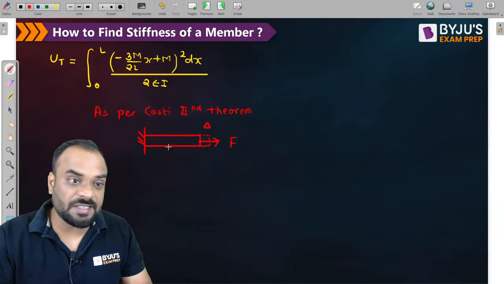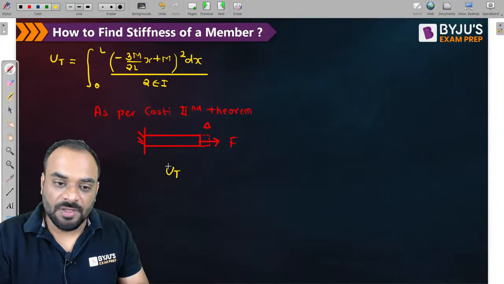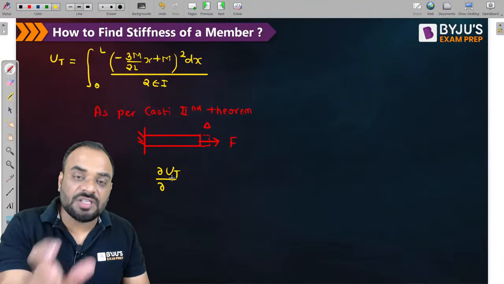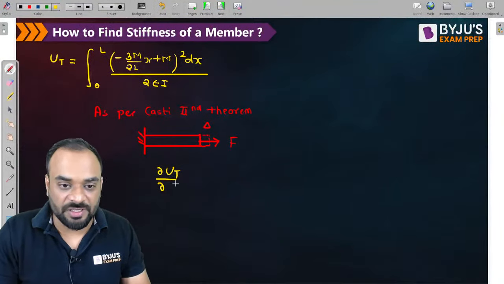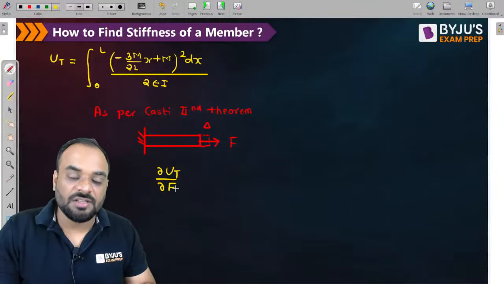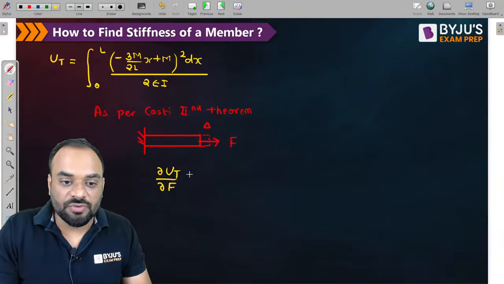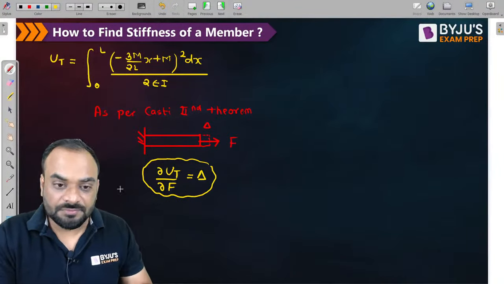So as per Castigliano's second theorem, we can find out the total strain energy of the structure. Then you have to take the first partial derivative of the total strain energy with respect to the force in which direction you have to find out the displacement, right? So let us consider, if we take the derivative of this particular total strain energy with respect to F, we'll get the displacement in the direction of force itself. That is basically our delta value. Clear?